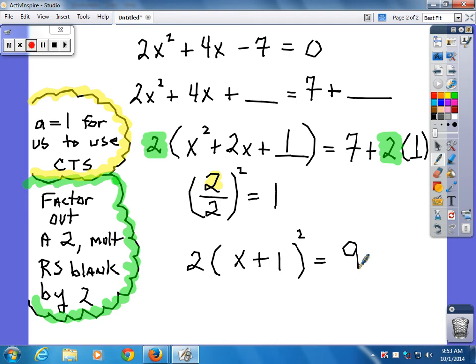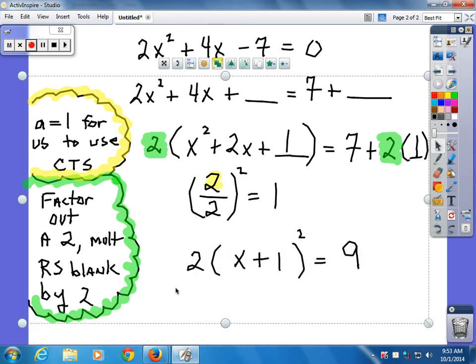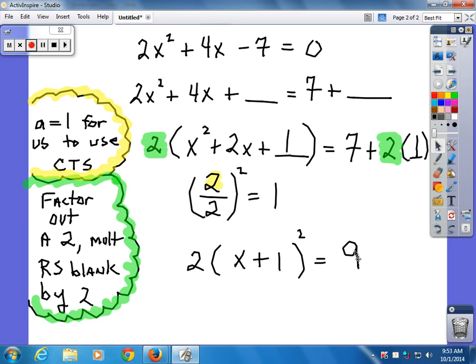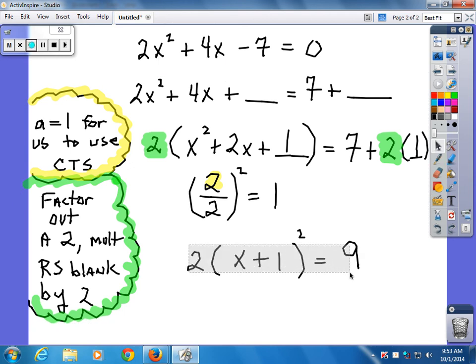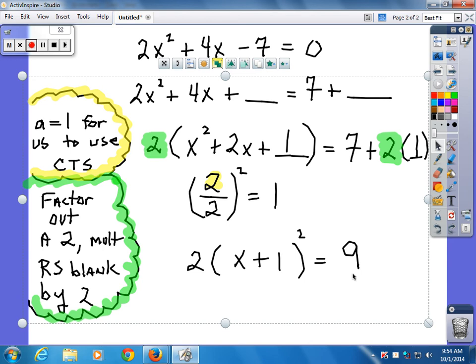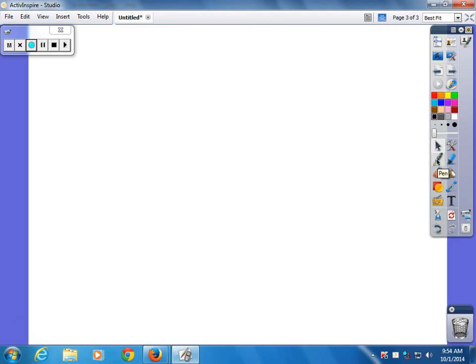All right, so what is our vertex? Our vertex is -1 and negative what? 9. 2 times x plus 1, quantity squared, is equal to 9. And our vertex is -1, -9.